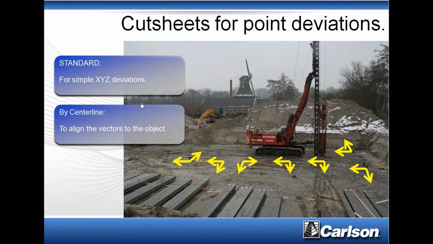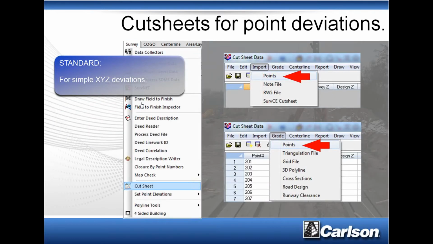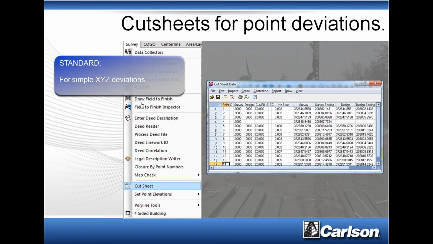Basically, you can do it the simple way, simple deviations, and that's what I will be showing, and also by using center lines to align the deviation. So the vectors will be aligned according to the center line. The main thing is that it's actually just a simple three-step process. We go to Cutsheets, you import your point set, and you do grade by points. That's all very simple to do, and that's why we can show this easily within the set time frame.